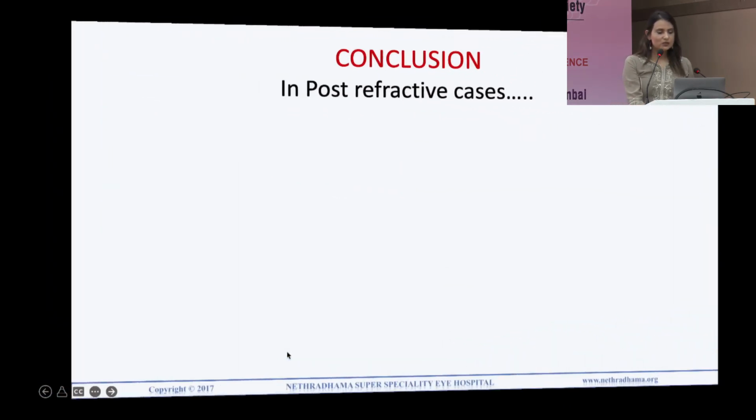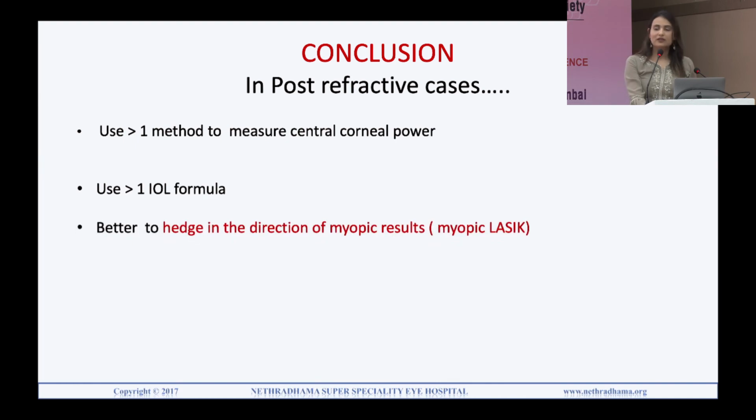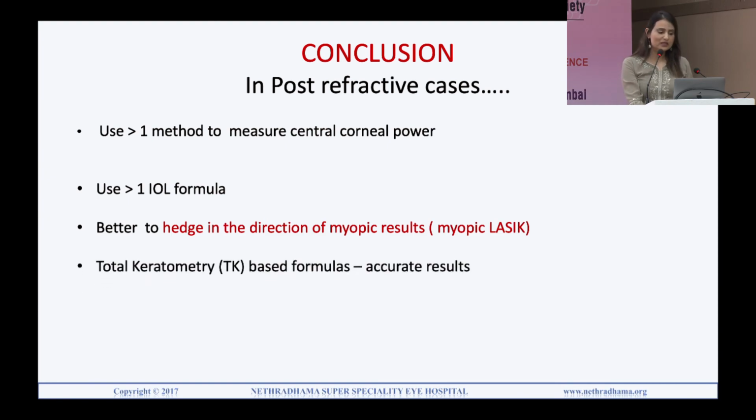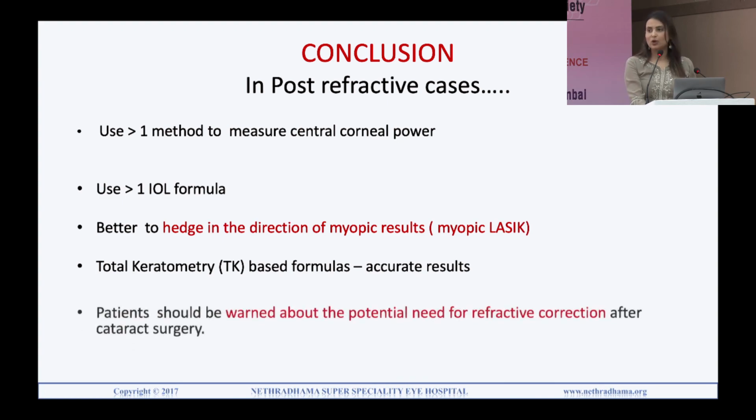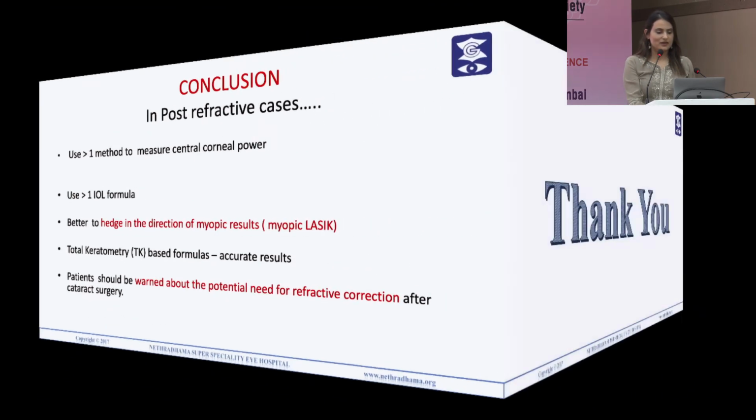So in conclusion, in post-refractive cases, always use more than one method to measure corneal power, use more than one formula and look at the agreement between them. Better to hedge in the direction of myopic results if it's a myopic LASIK, or slightly hyperopic or emmetropia if it's a post-hyperopic LASIK. Total keratometry based formulae appear to give better results. However, we need long-term data and more studies. Patients should always be warned about the potential need of refractive correction after cataract surgery, so that they are not disappointed at the end of the surgery.